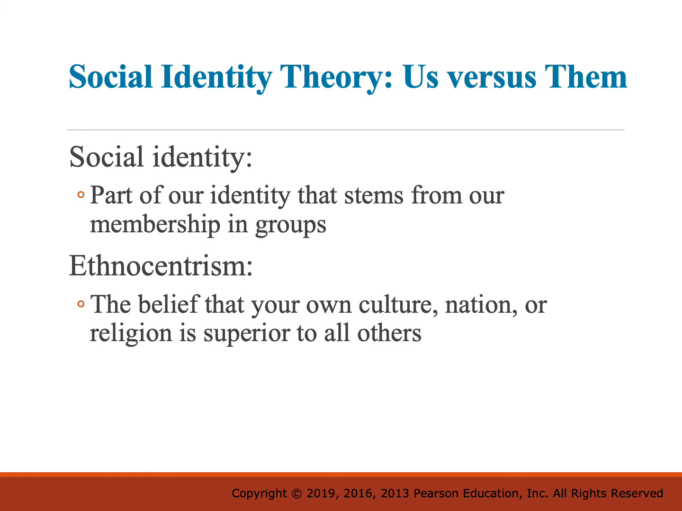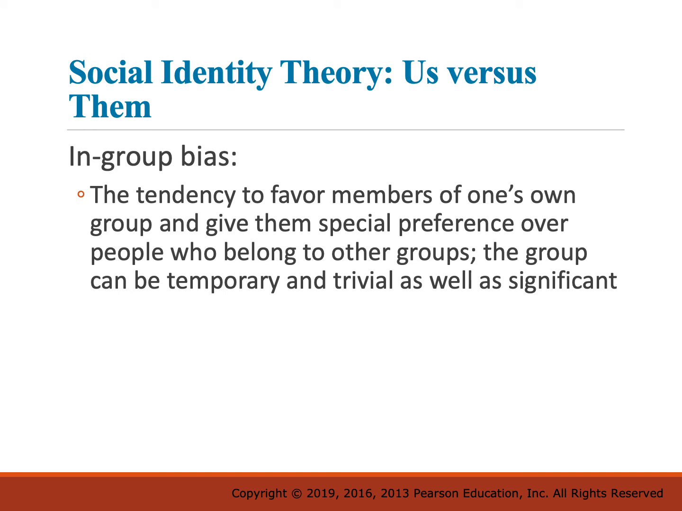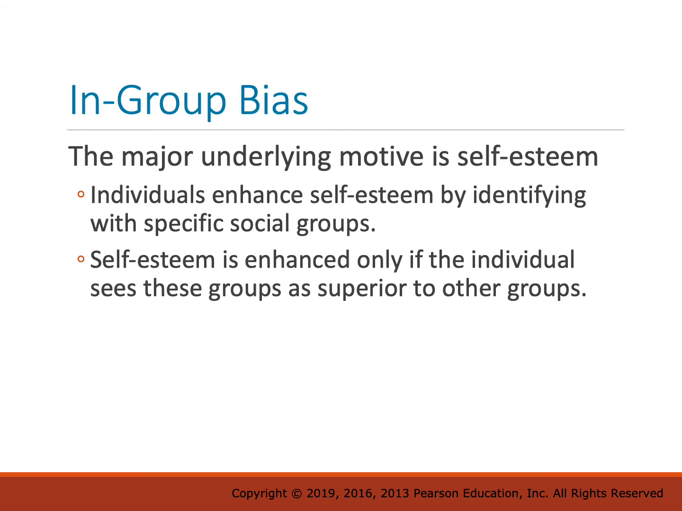So in this theory, we have what's called in-group bias, and this is the tendency to favor members of one's own group and give them special preferences over people who belong to other groups. And it doesn't matter what type of group it is. The group can be temporary and trivial or significant, but we're still going to have an in-group bias if we're a member of the group, okay? The major underlying motive of this is self-esteem, okay? So we enhance our self-esteem by identifying with specific groups. And I'll feel better about myself if I see my group as better than other groups, okay?